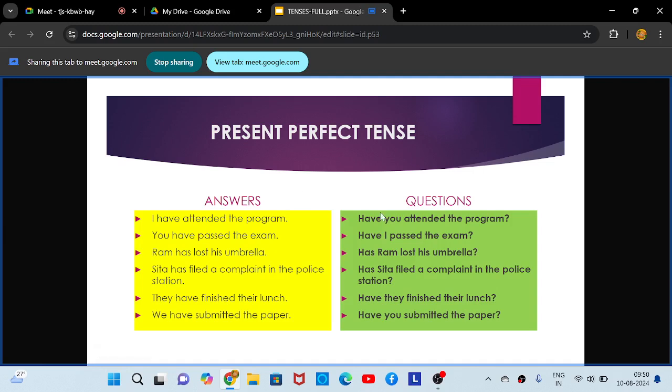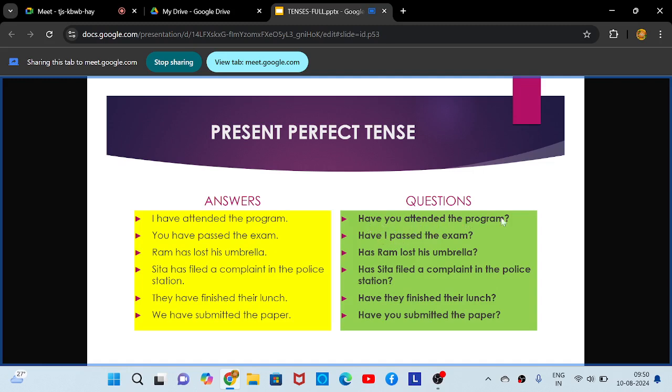And you can check the structure of the sentence. Just forget that has or have. Apart from that, subject plus that has or have is coming in the first part as the question word, plus V3. Check whether the V3 form is followed. Because the present perfect tense structure is subject plus has or have plus V3 plus object, right? So here you can check attended is in V3 form, passed V3 form, lost V3 form, filed V3, finished V3, submitted V3. Any verb that is in V3 form is used in present perfect tense.